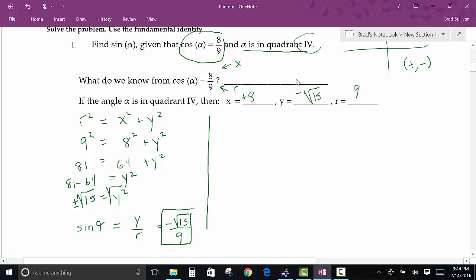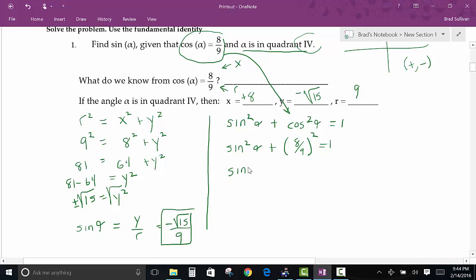There is a second way to do this problem. You can actually use this fundamental or Pythagorean identity. So what I'm going to do is write down this identity: sine squared alpha plus cosine squared alpha is equal to 1. Now I gave you that the cosine is 8/9, so I'm just going to write sine squared alpha plus 8/9 squared is equal to 1.